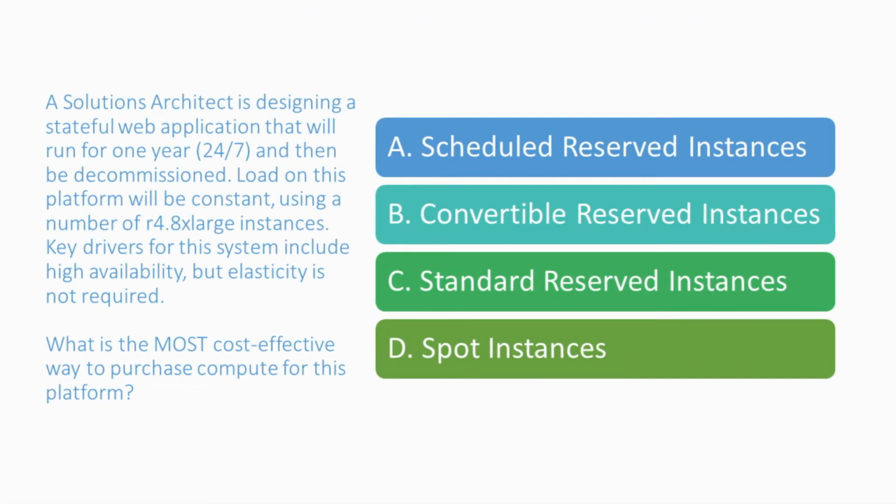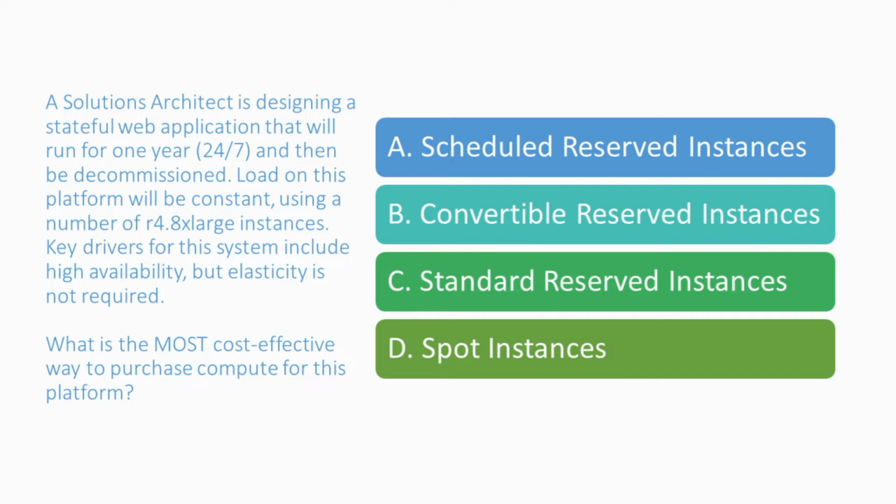A solutions architect is designing a stateful web application that will run for 1 year, 24/7, and then be decommissioned. Load on this platform will be constant, using a number of R4.8xlarge instances. Key drivers for this system include high availability, but elasticity is not required. What is the most cost-effective way to purchase compute for this platform?